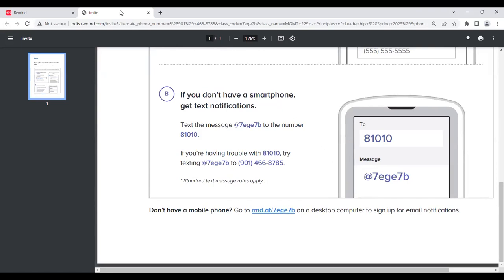Hello, can you hear me? Yes, we can. Can you do it now? Let us test it and see if it's working. Text this message exactly the way it appeared here, this symbol at 7EGE7B. Text it to this number. If this number does not work for you, then text it to this other number, and then you get a response. Reply with yes, and then it can put you in my class. While you're doing that, I will check my attendance.